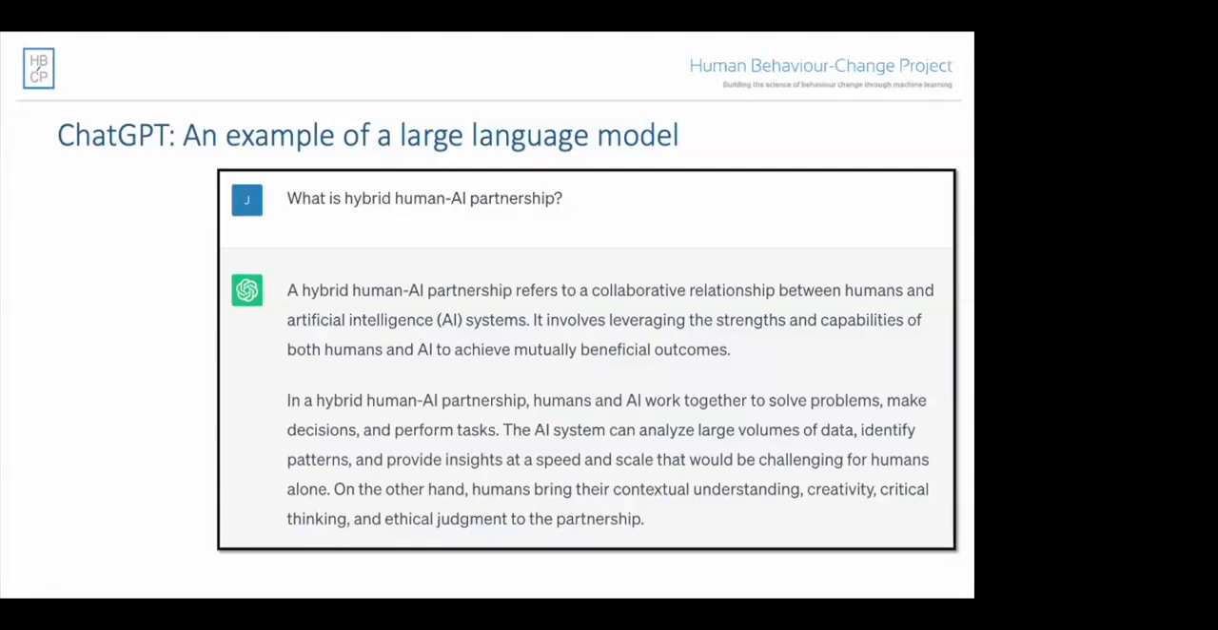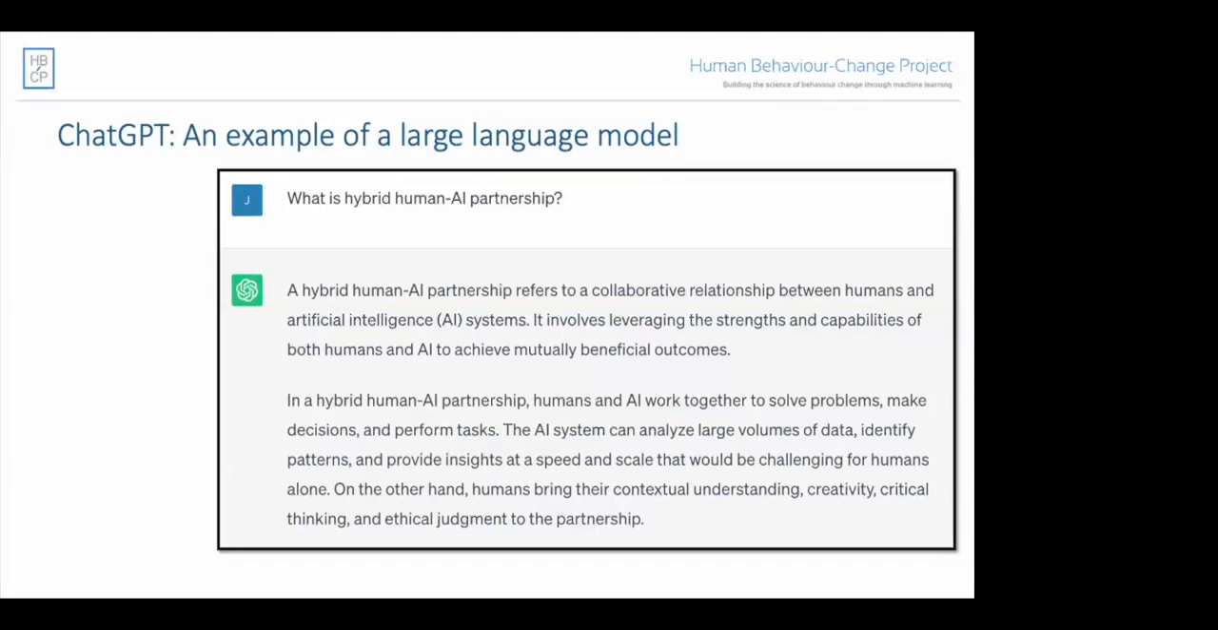And ChatGPT responded that a hybrid human-AI partnership is a collaborative relationship between humans and AI systems, which leverages the strengths and capabilities of each to achieve mutually beneficial outcomes. So this is amusing because, of course, the AI system doesn't have any mutual benefit to achieve in any scenario in which we deploy the AI system, but this is just an example of how such an answer to this kind of question. When you use the word partnership, you usually mean something which is mutually beneficial.